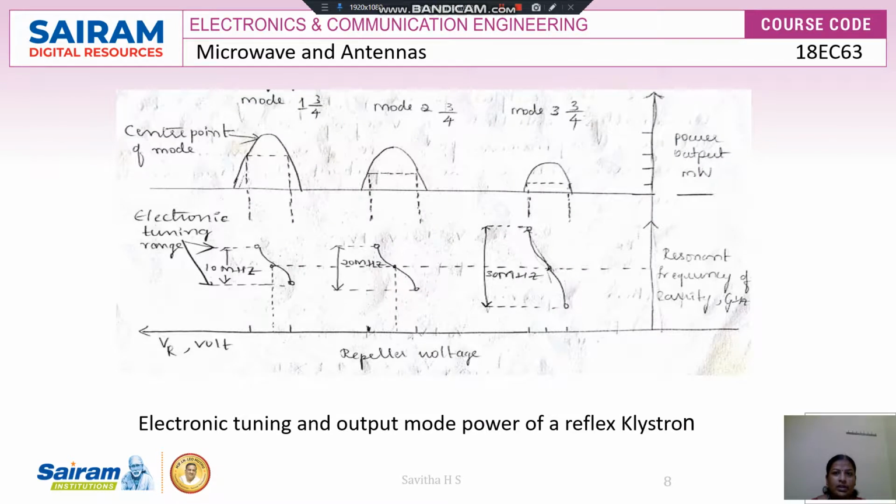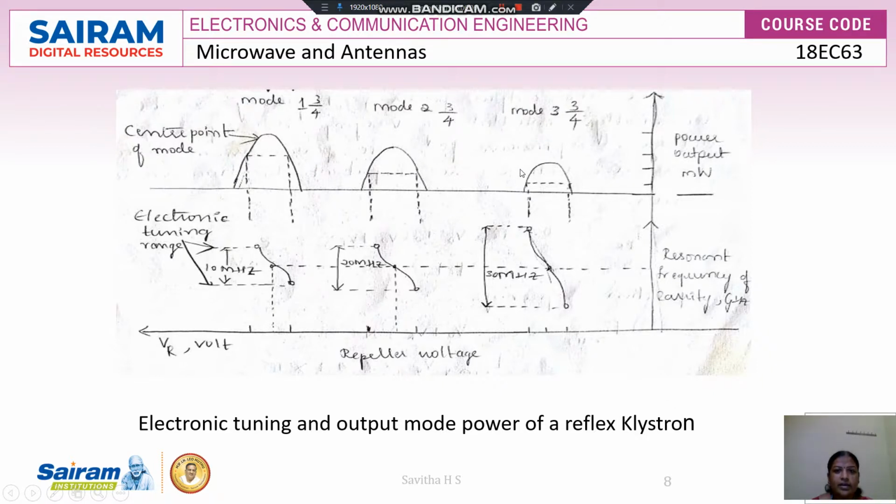So now we'll see the diagram of electronic tuning and the output mode of a reflex klystron. Here we can see the power output in milliwatt and frequency, the resonant frequency of the cavity, and on the x-axis we can see the repeller voltage. You can see the first mode is 1 3/4, second mode 2 3/4, third mode 3 3/4. You can see the variation in the diagram here, that is the center point of the mode.